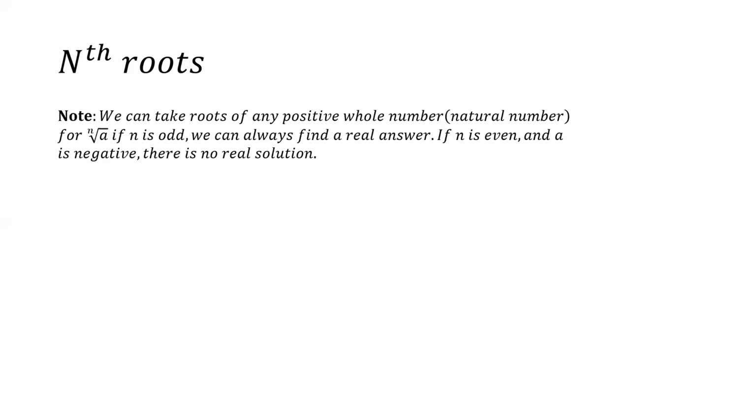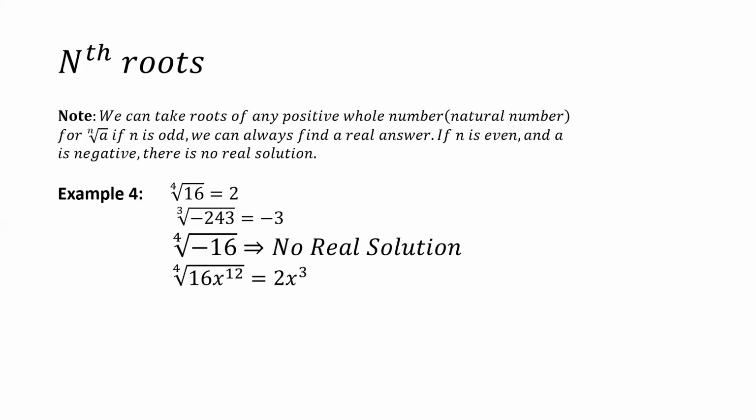Whereas if n is even, so square root, 4th root, 8th root, 12th root, any of those cases, and we are taking that root of a negative number on the inside, then we get no real solution. So the 4th root of 16 might take you some time, and maybe a bit of trial and error to go, okay, what number? Let's see, it's 1 times 1 times 1 times 1. I have to figure out a number that multiplies by itself 4 times. It just so happens to be 2. This is also certainly something you could just throw in your calculator.